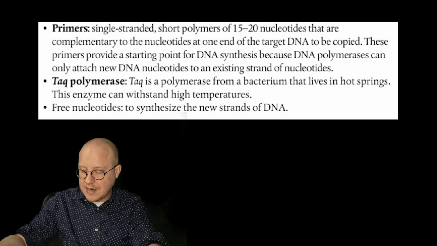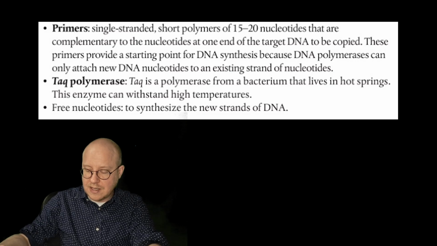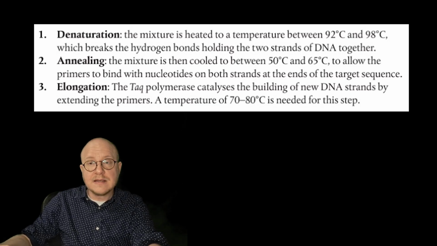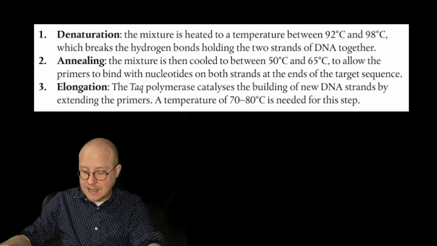Taq polymerase. Taq is a polymerase from a bacterium that lives in hot springs. This enzyme can withstand high temperatures. Free nucleotides to synthesize the new strands of DNA. Once all these components have been mixed in a tube, the tube is placed in the thermocycler, which controls the temperature of the reaction. There are 3 steps to the PCR process.